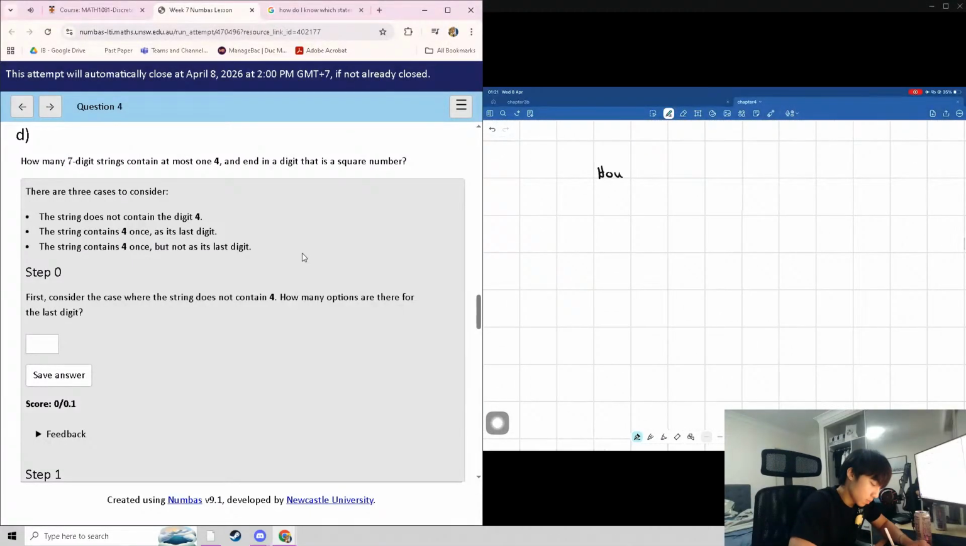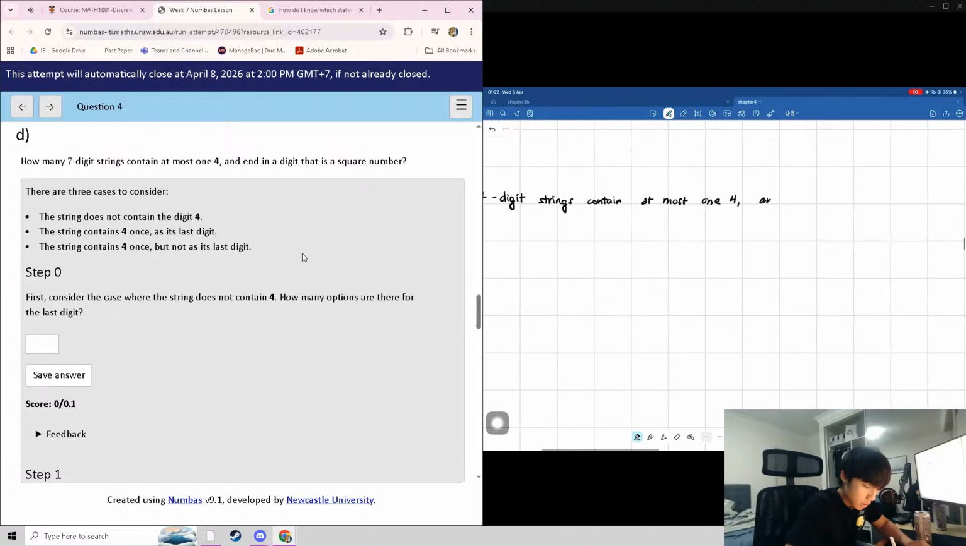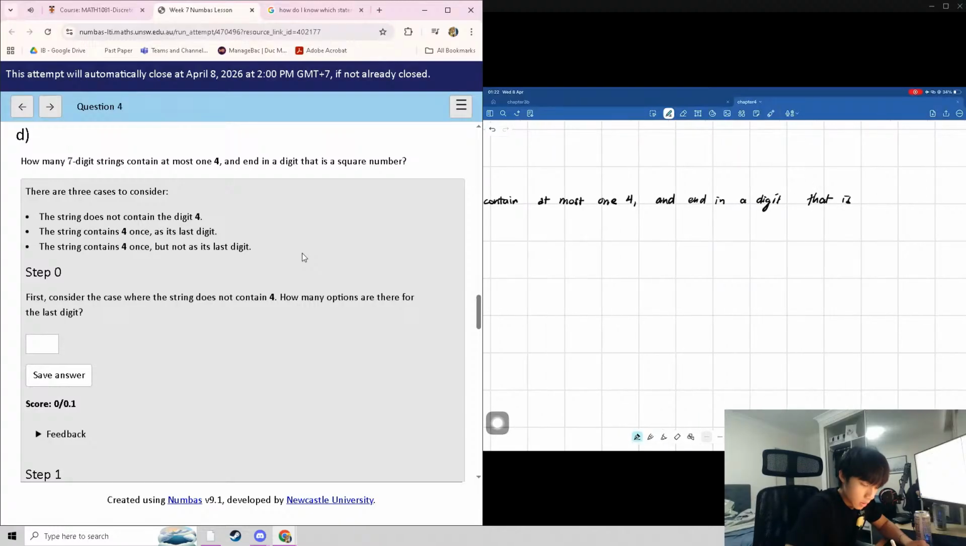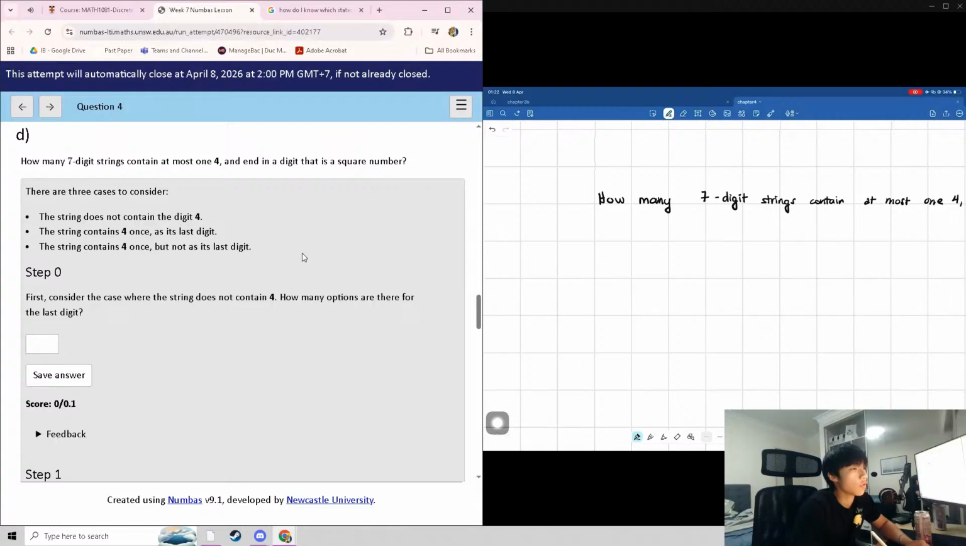How many 7-digit strings contain at most one 4 and end in an 8-digit number? First, consider the case where the string does not contain 4.